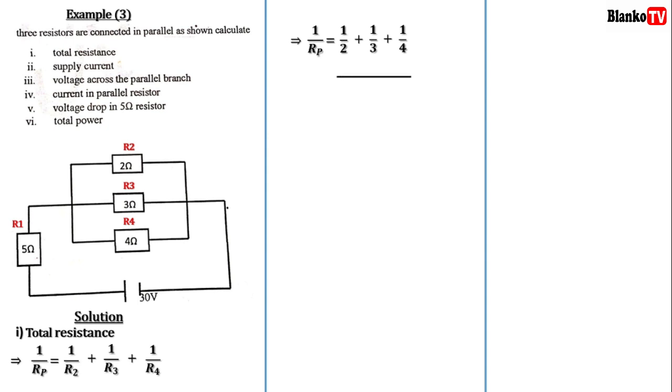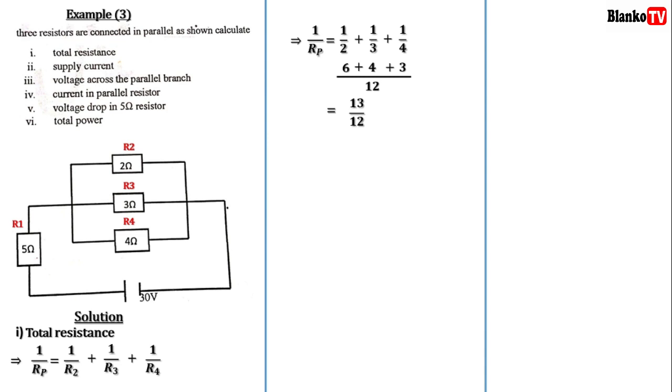So we find the LCM, which is what? 12. So 2 goes into 12 6 times. 6 times 1 is what? 6. Plus 3 goes into 12 4 times. 4 times 1 is what? 4. Plus 4 goes into 12 3 times. 3 times 1 will give us what? 3. So we have 6 plus 4 plus 3, which is what? 13 over 12.